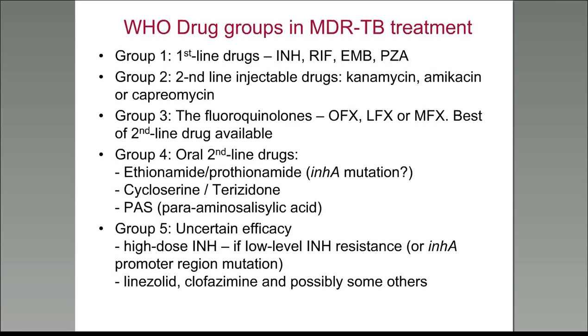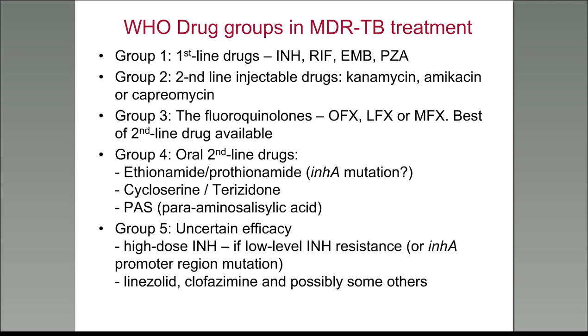Just as a reminder, before we move on to the specific adverse effects, to look at the WHO drug groups in MDR-TB treatment. Group 1 are the first-line drugs. This includes INH and RIF, although those aren't routinely used for MDR-TB treatment. And then ethambutol and pyrazinamide, which are frequently used in MDR-TB treatment in children.